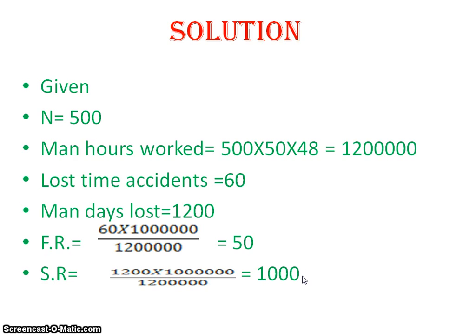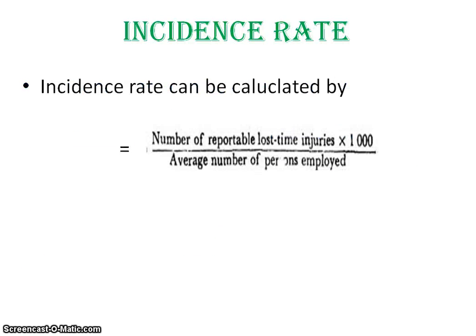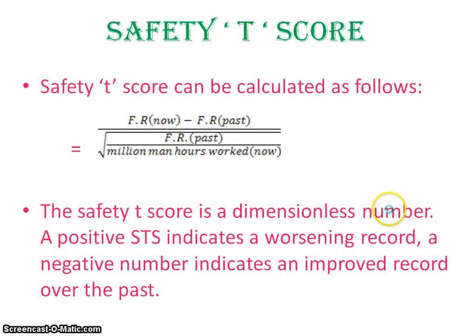The same we have to calculate in the incidence rate also. So incident rate is given as number of reportable lost time injuries into 1000 divided by average number of persons employed. Here the number of reportable lost time injuries is 60, so 60 into 1000, divided by average number of persons employed, which is 500, giving 120. So the incident rate for this particular sum is 120.